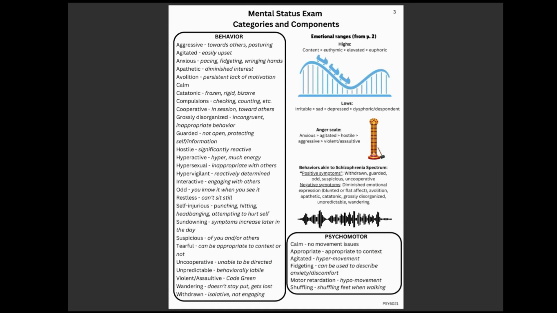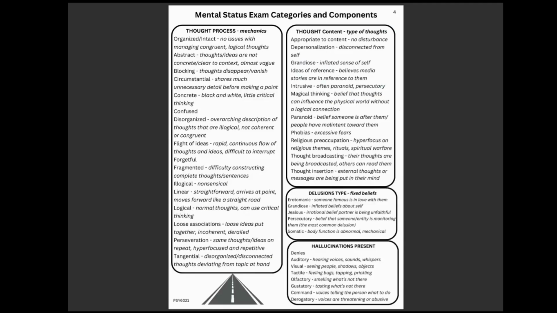Motor retardation, they're moving very, very slowly, and that could be based on schizophrenia, neurocognitive issues, medication. Shuffling, I don't know, I was like, do we need to put this or not? But that's just in an older adult population, or if there's some sort of motor issues that are happening, we would see that too. Okay, last page.